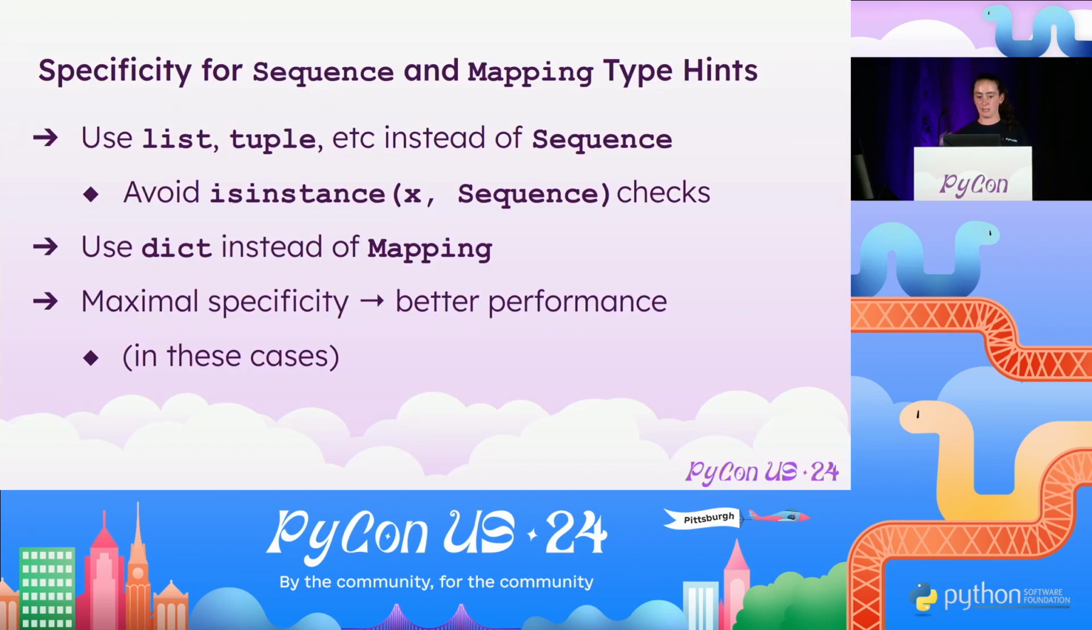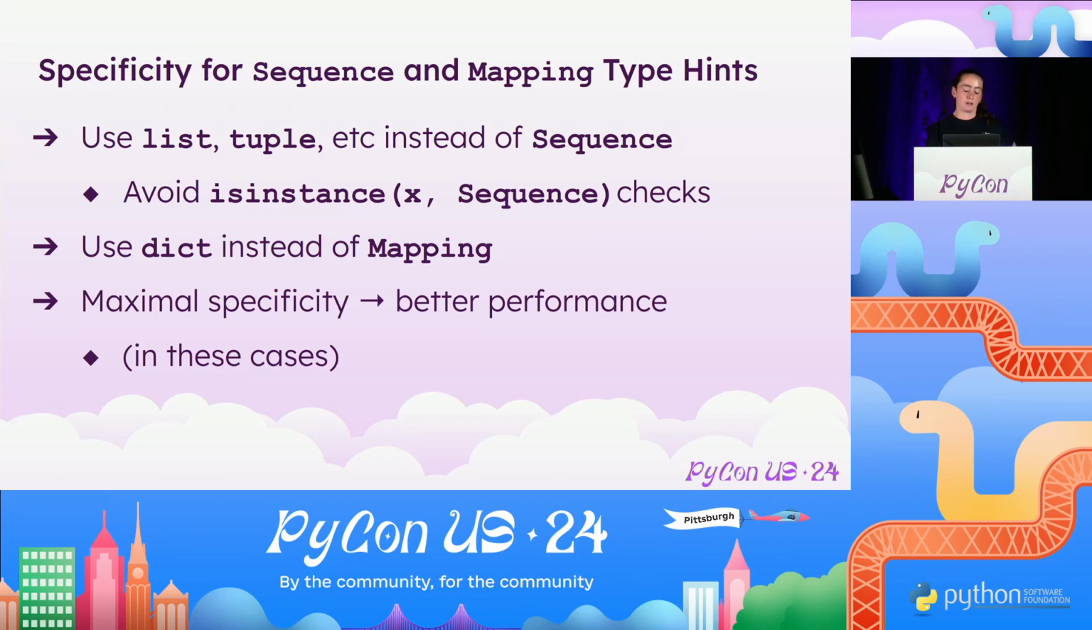And then my last basic performance suggestion is to use the most specific type hint that you can in the case of sequences and mappings. We allow you to use the Sequence or Mapping type hints if you'd like, but I'd recommend if you know that you have list data coming in, just use list, because then you're going to skip the isinstance check on the sequence, and you can immediately go to the list validation, which is going to be much quicker.